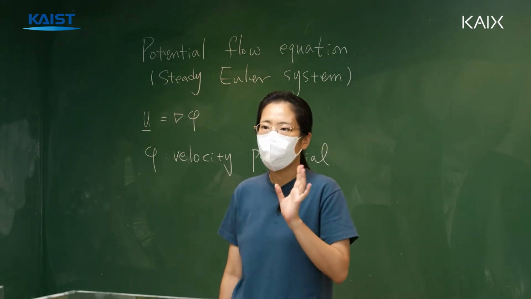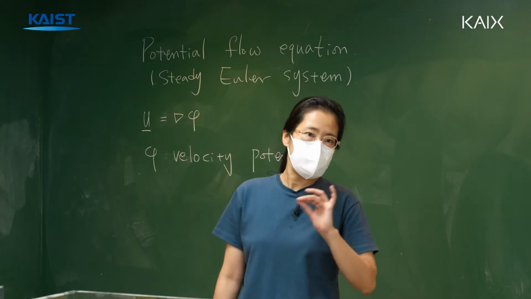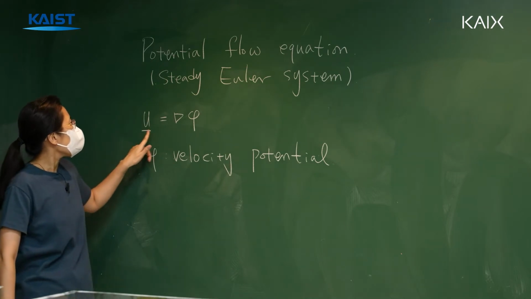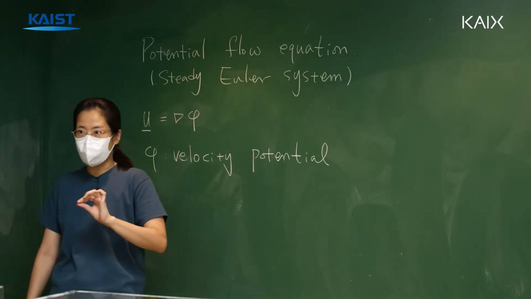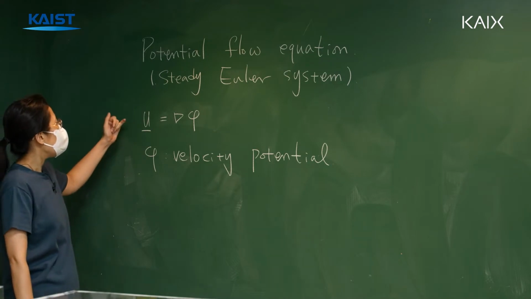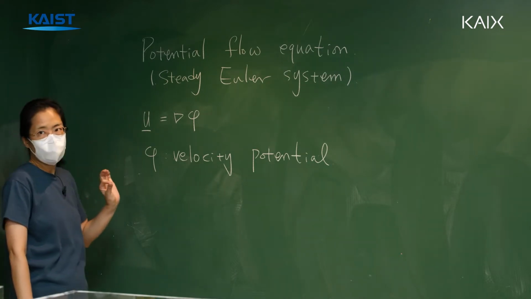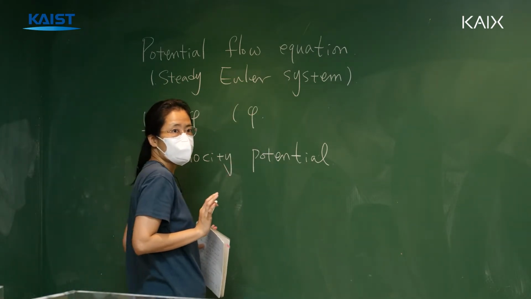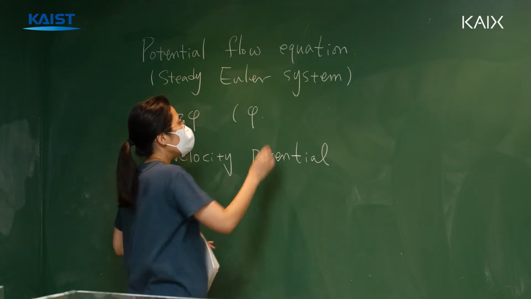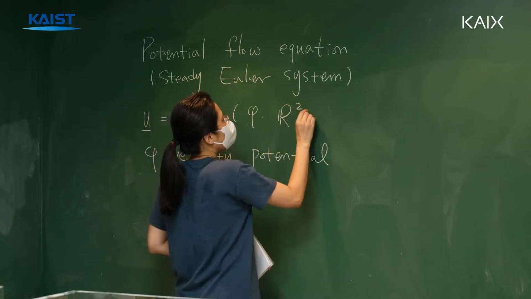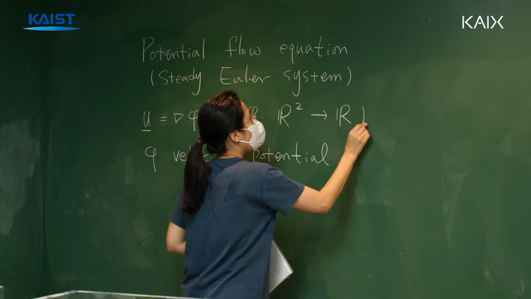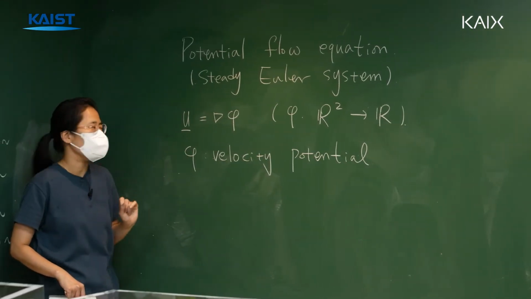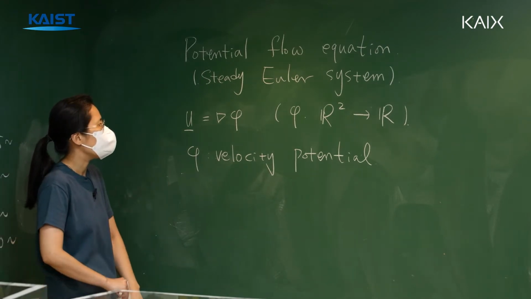Which means that the curl of the velocity vector field is 0, so that we can finally represent the velocity vector as the gradient of a potential function phi, right? Here phi is a scalar function, and it is going to be a two-variable function because we are considering two-dimensional flow. So this is a function from R2 to R, so that if you take the gradient, it gives the velocity vector field, right? We call this phi the velocity potential.